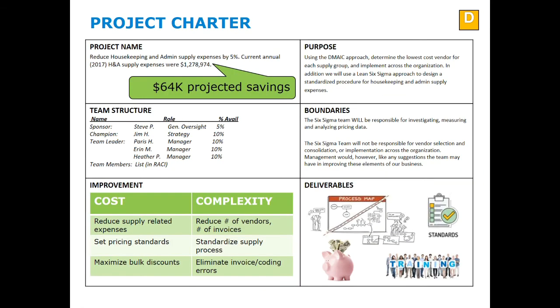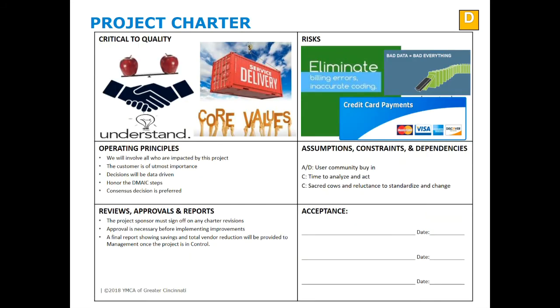The project charter shows a goal of reducing housekeeping and admin supply expenses by 5%. The current annual expenditure was about $1.3 million, and the projected project savings were $64,000 annual. You can also see an overview of the purpose, improvements, and deliverables in this document. The rest of the charter shows other aspects of the project, such as risks and assumptions.